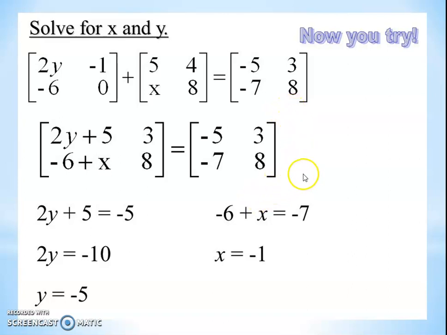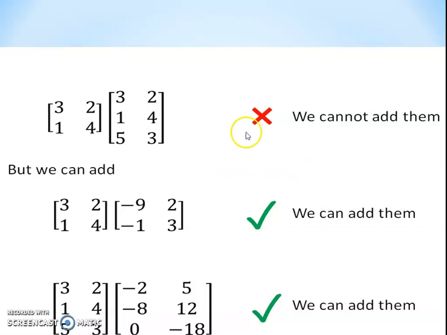Okay, so now let us try more examples. Let us check. Here I allotted the pattern 3 2 1 4, 2 rows and 2 columns. Let's check. 3 2 first row, 1 4 second row, 3 1 first column, 2 4 second column. 3 2 row 1, 1 4 row 2, 5 3 row 3, 3 1 5 column 1, 2 4 3 column number 2. The order of the first matrix is 2 by 2. The order of the second matrix is what? Oh yes, that is 3 by 2. So we cannot add them.